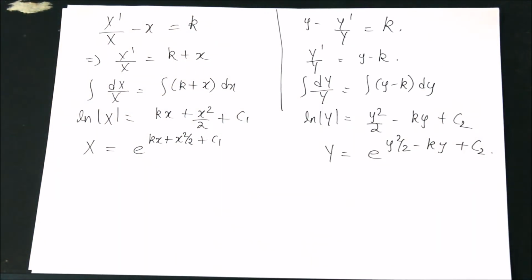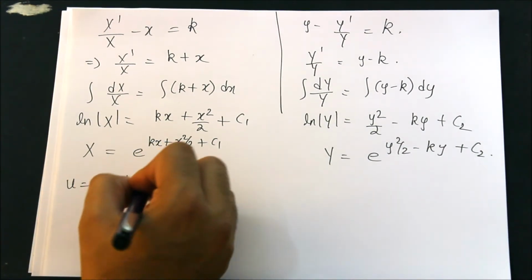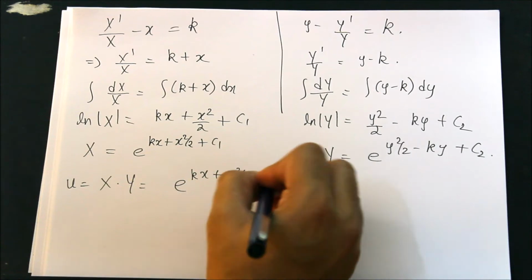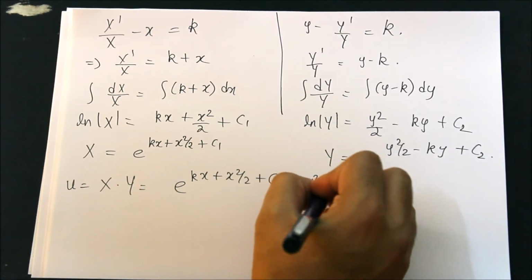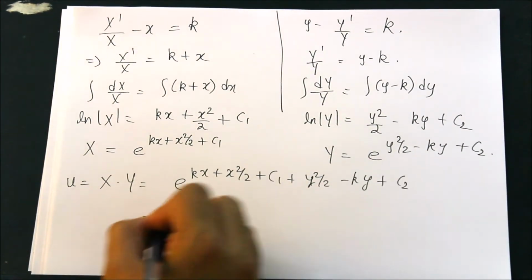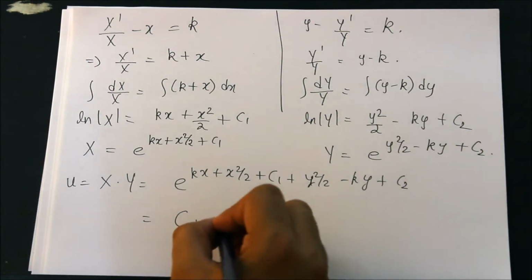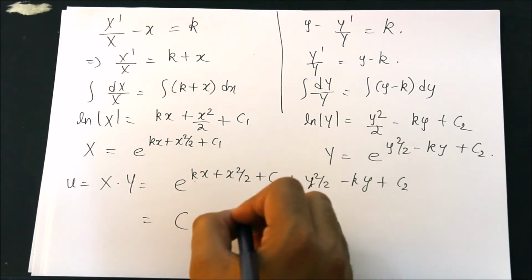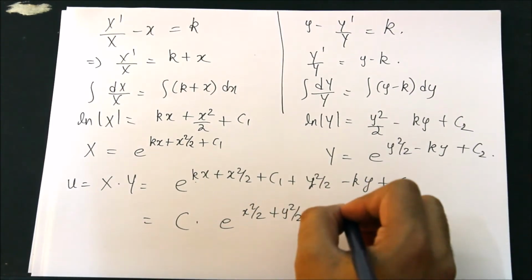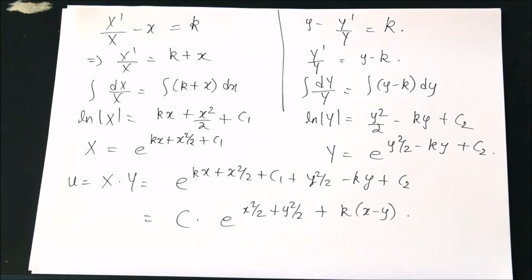So therefore I got my X and Y. What is my u? My u is nothing but X into Y, which is e raised to kx plus x square by 2 plus c1 plus y square by 2 minus ky plus c2. If I call e raised to c1 plus c2 as another constant c, this is c times e raised to x square by 2 plus y square by 2 plus k into (x minus y). So this is what the solution is.